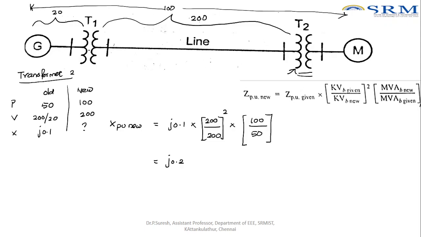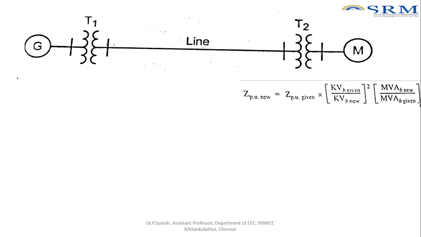So here, up to this transformer, the voltage is 20. From the secondary of T1 to the primary of T2, it is 200. Now we are going to find the new value of voltage. Right. So we will take the motor now. In order to find the motor, we already know that the voltage up to the primary of this transformer is 200 kV. But we need what is the voltage here?